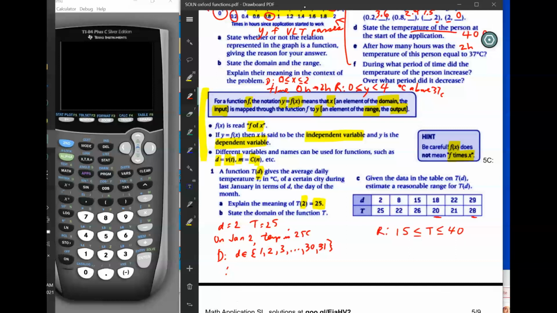Okay, and then if you would like to instead define it as, but this thermometer only reads whole numbers, then you could say something instead, like you could say, T is an element of the set, and then you could say 15, 16, 17, dot dot dot, and then you finish it off with 39, 40, and that would limit it to integer values instead.